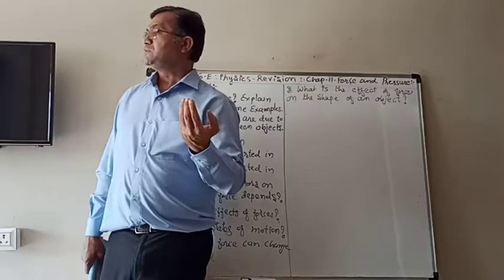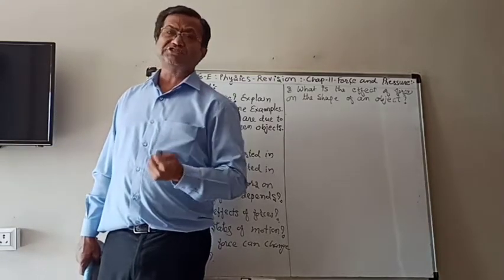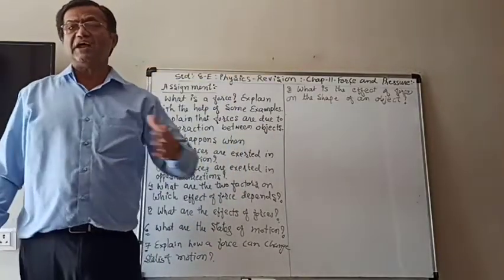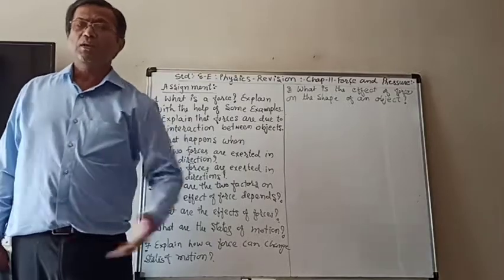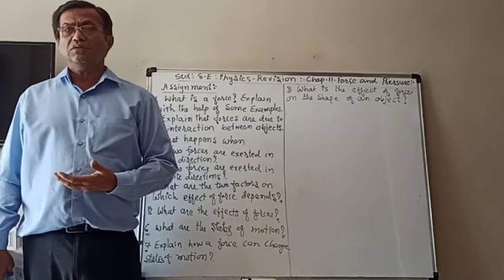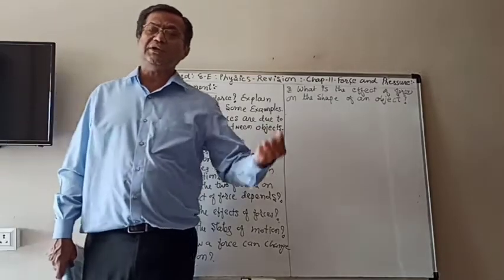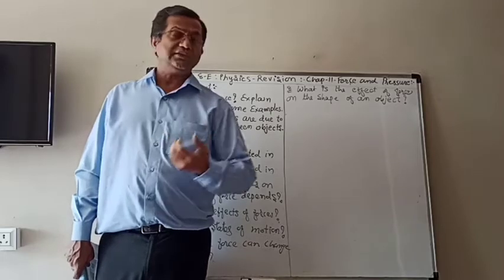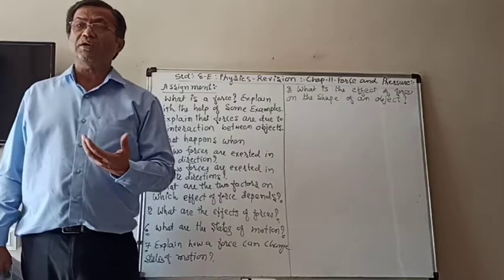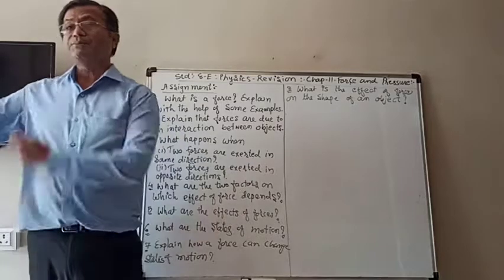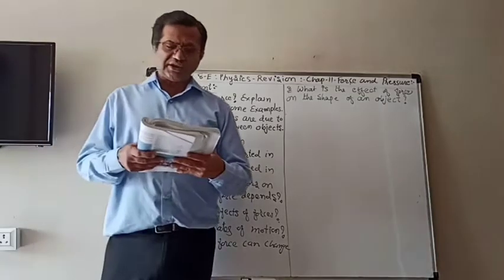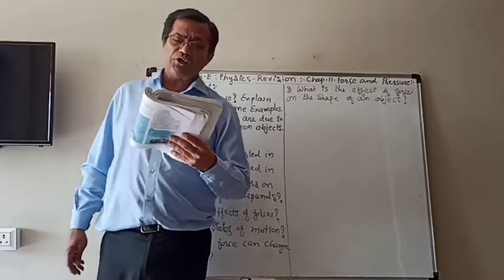For example, you see the competition of tug of war, in which there are two teams, and they try to pull the rope to their own side. Now, they are pulling in opposite directions, but the team with more force will pull the other team to its side. So here also there is a difference of the forces.